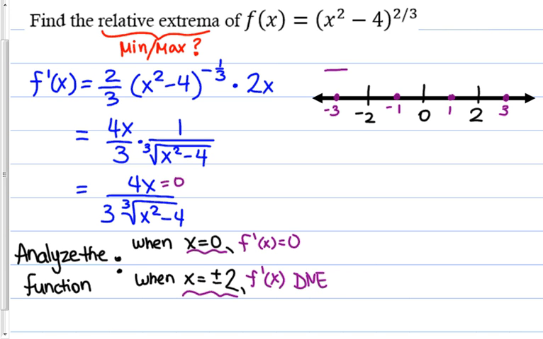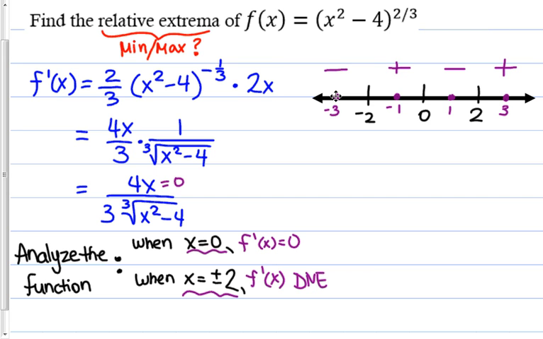When I plug in -1, I get a positive. When I plug in +1, I get a negative. And when I plug in this +3, I get a positive. All right, so now these pluses and minuses are going to help me determine if I have a max or if I have a min.